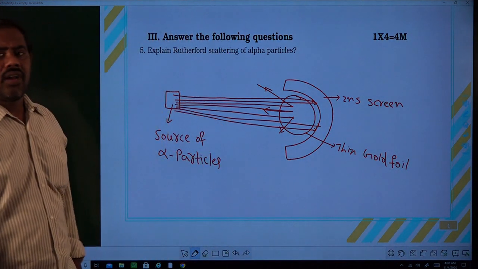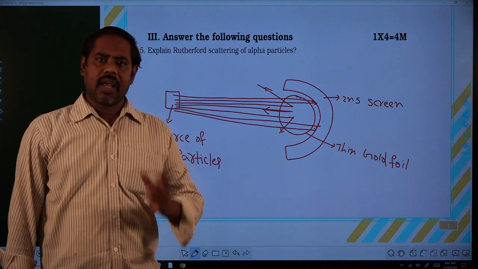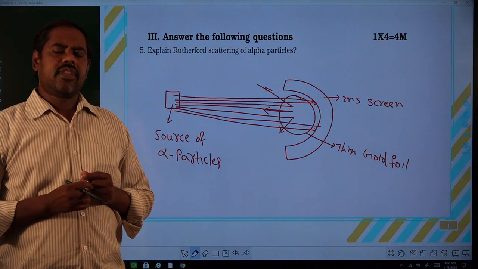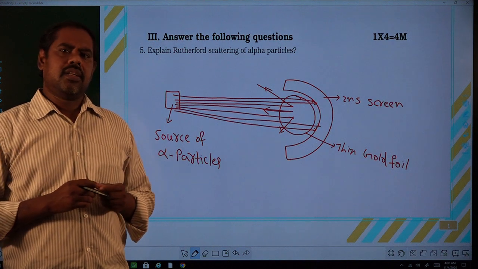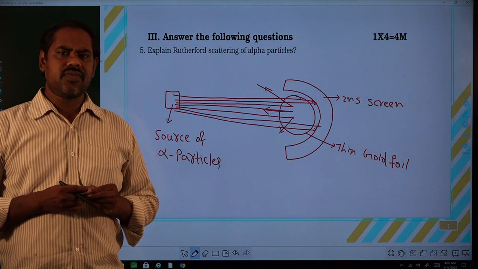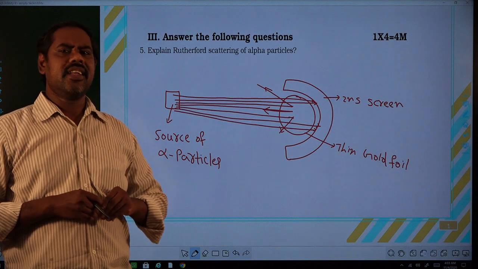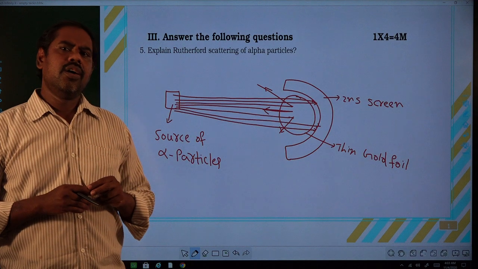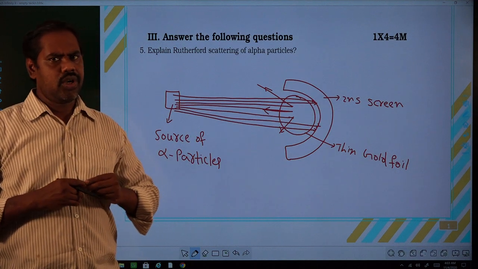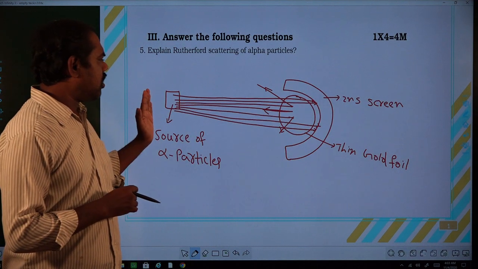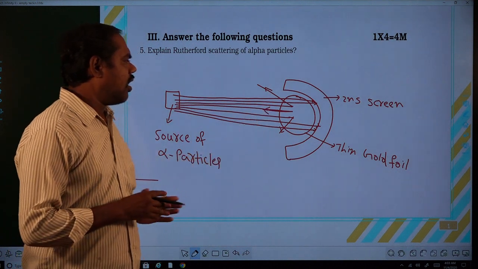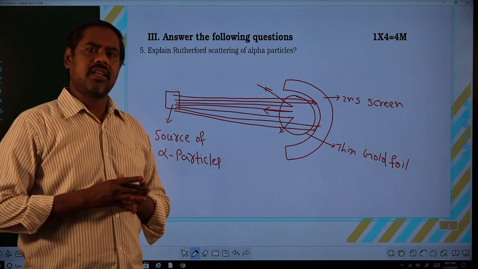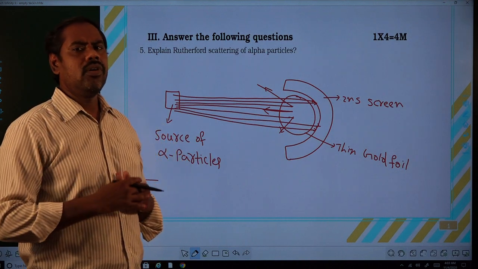Rutherford passed the alpha particles through the gold foil. Alpha particle, as we already discussed, is the helium atom He2+. That means we removed the two electrons from the helium atom. The resultant entity is called an alpha particle, which contains two units of positive charge. He passed so many alpha particles through the thin gold foil, and he observed that so many alpha particles passed from one side to the other side.